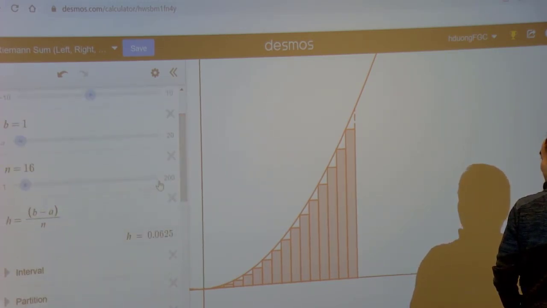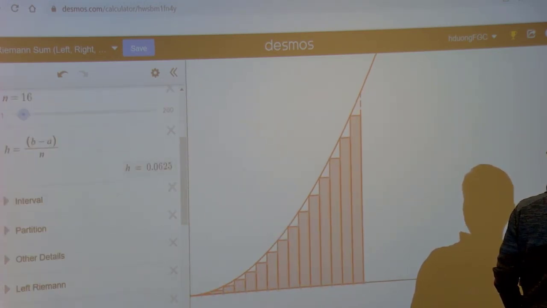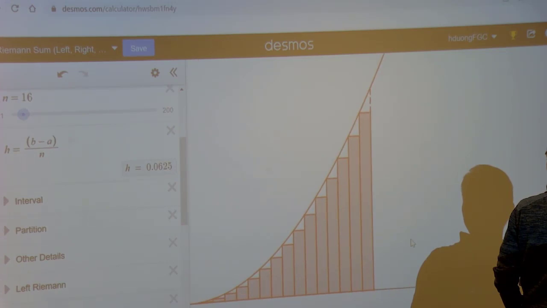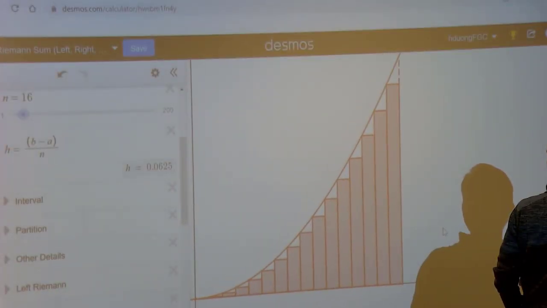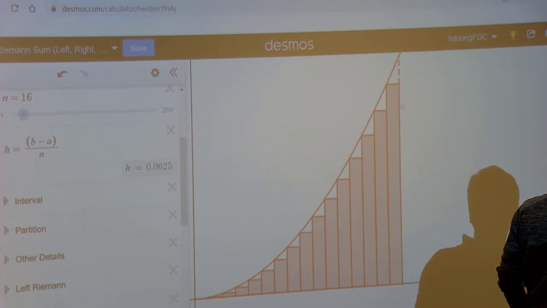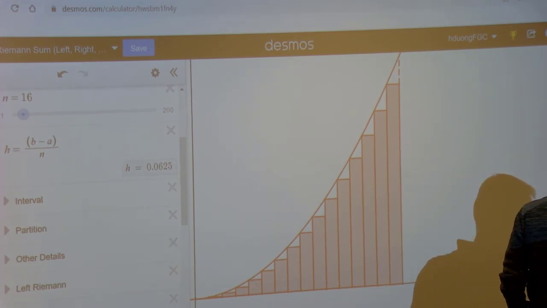I only need to go up to 200 and look at how it changed the picture over here. Let me even zoom it in to an extreme level so that you can still see the picture and how all of these rectangles change. So right now we're at 16 sub-rectangles. All right, so I'm going to change that.